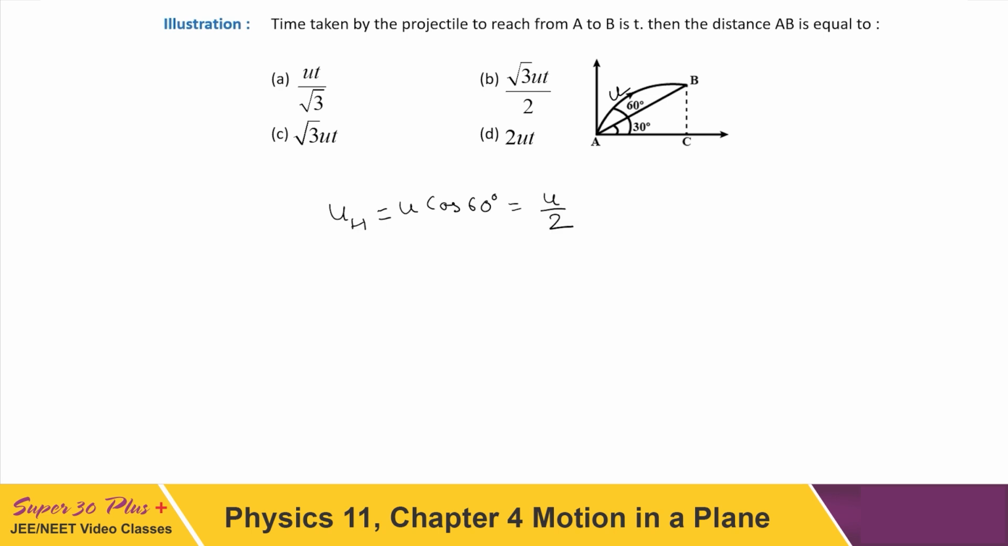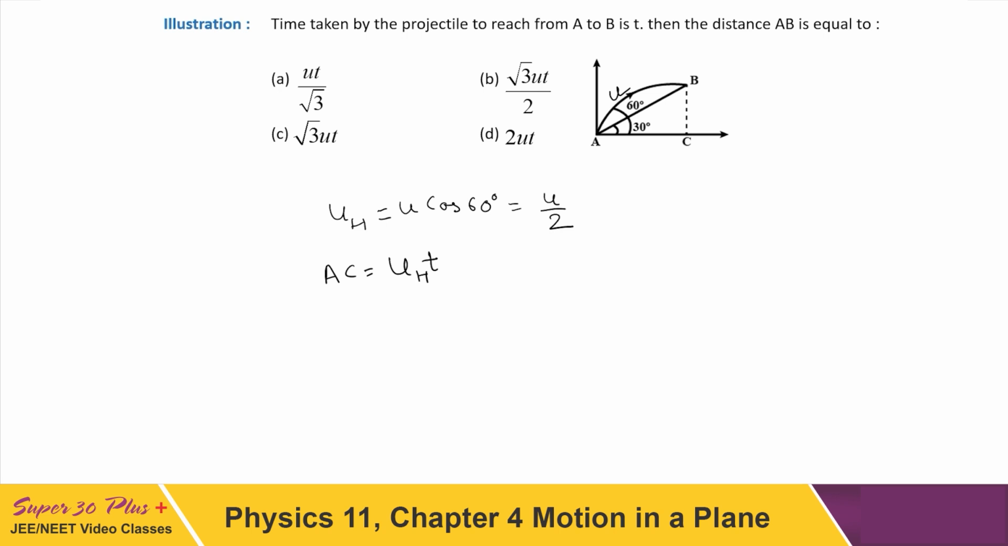Now in the time of flight with this horizontal velocity, what horizontal displacement the particle will be having? From the given diagram, it will be equal to AC. So we can write value of AC to be equal to UH multiplied with T, where T is the time of flight, time taken by the particle to reach from A to B.